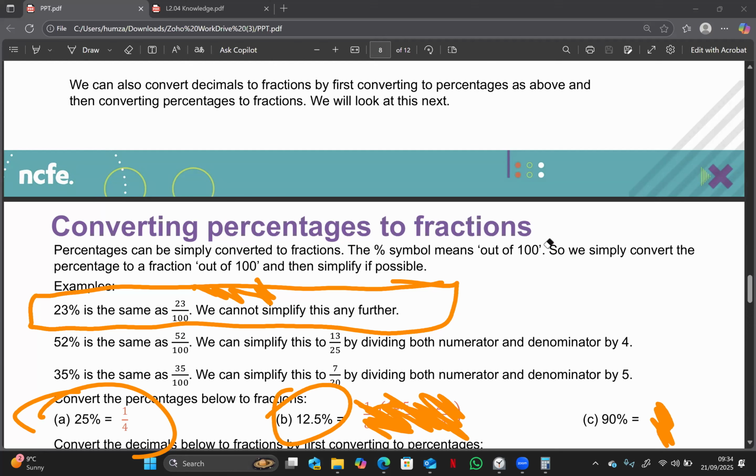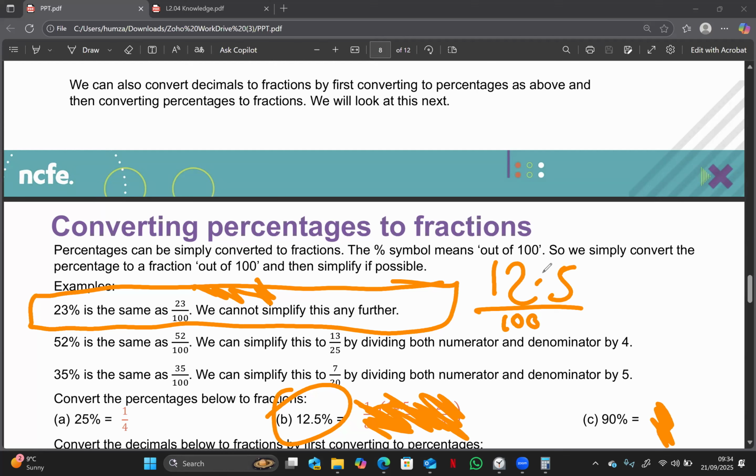What would we do? The same thing we did for A. What did you tell me before? You said some divided by 100. Exactly. So we would do 12.5 divided by 100. But we know that we can't write it like that, isn't it?